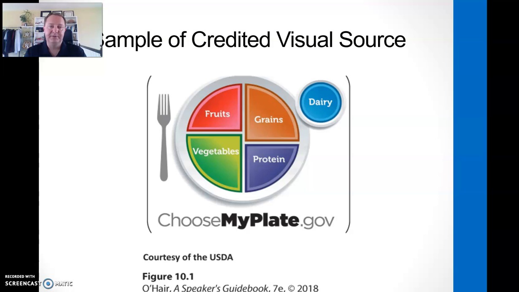And so again, here's an example of that. If you're going to use this image of choosemyplate.gov, then you want to have under that courtesy of the USDA. So now you're showing your audience, this is where I got this from. And first of all, you're attributing it, which is the appropriate and ethical thing to do. And sometimes you have to do it. It could be illegal otherwise. But then also you're demonstrating that you got this from a reliable source. And so that helps you make the case that you're making.